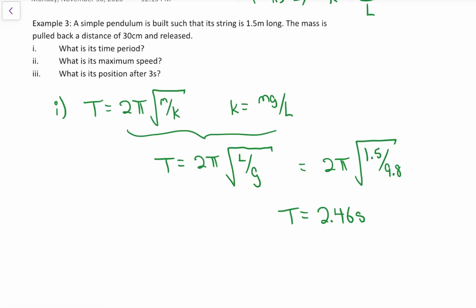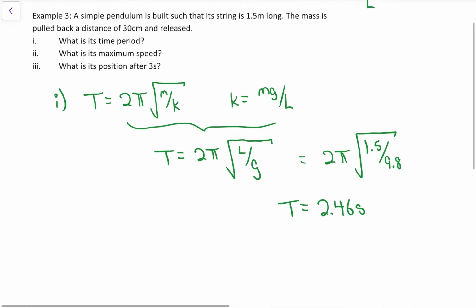That assumes that the angle is small. For this one, the amplitude is 0.3 meters, so 30 centimeters compared to a 1.5 meter radius. That matches our condition, so we're good to use our equations.